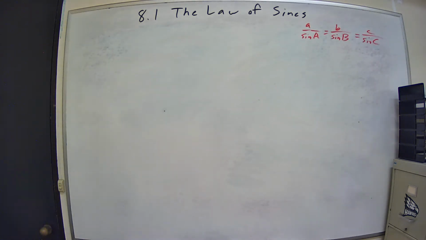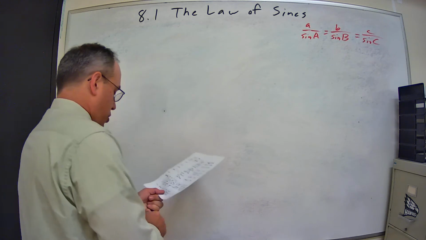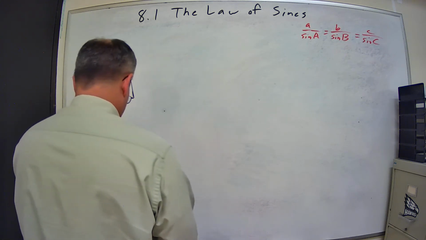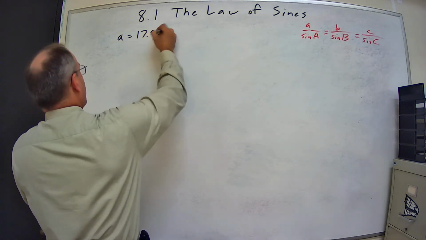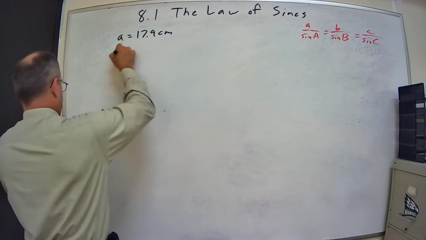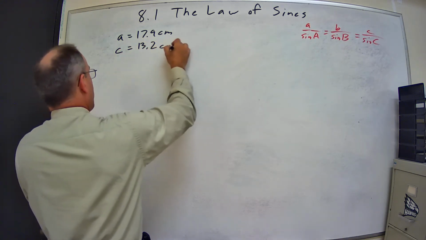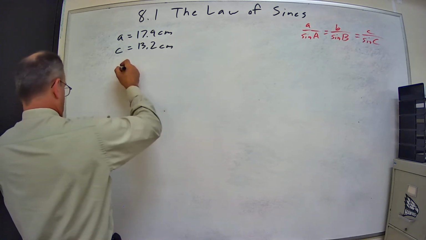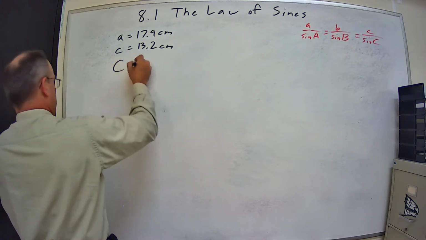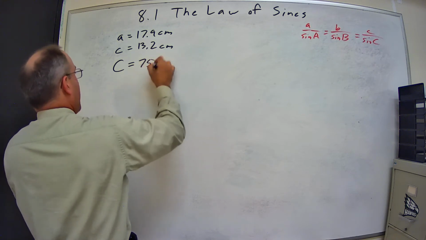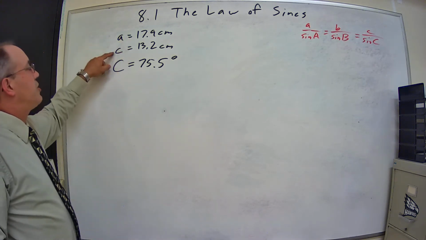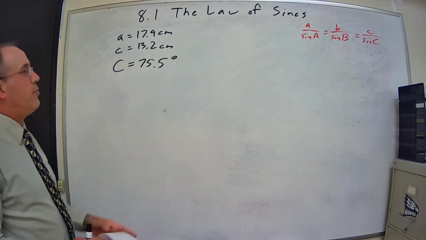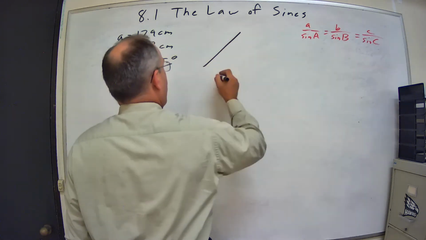So let's look at one. I'm going to pull an example that I already have, where we are given the triangle as follows. Side A is equal to 17.9 centimeters. Side C is equal to 13.2 centimeters. And angle C is 75.5 degrees. So we've got two sides and an angle. The angle is opposite one of the sides, so let's just draw that.